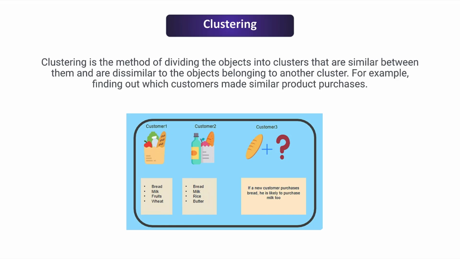A practical example of clustering can be applied to a bakery or a store. If we have the data about the purchases of the customers, then after passing this data to our unsupervised machine learning algorithm, we can get useful outputs. Like here, in a bakery, customer 1 bought bread, milk, fruits and wheat, and customer 2 bought bread, milk, rice and butter. Based upon our observation, we can see that if a customer has bought bread, then he is most likely to buy milk too. And the same is the case with thousands of other products.